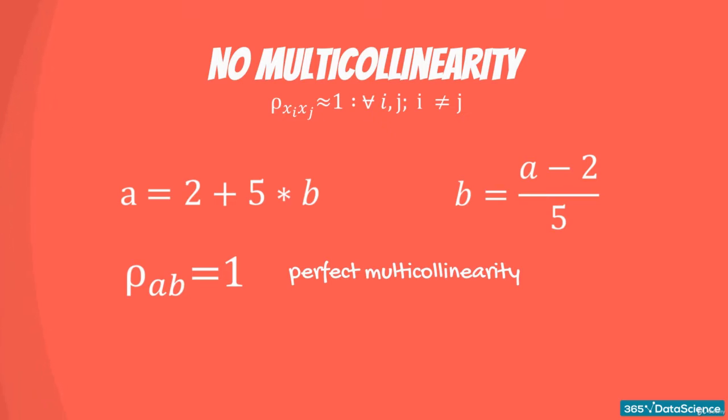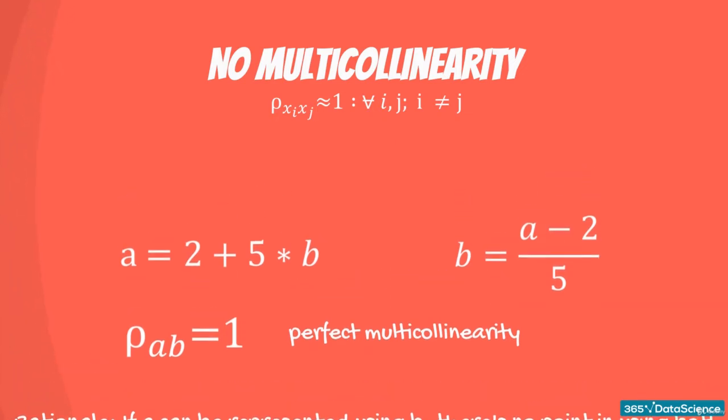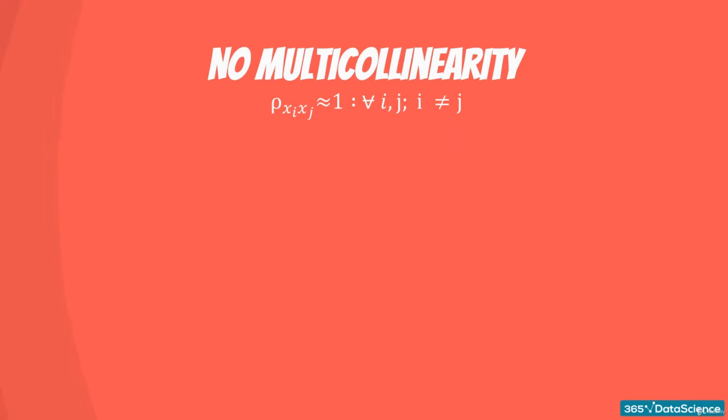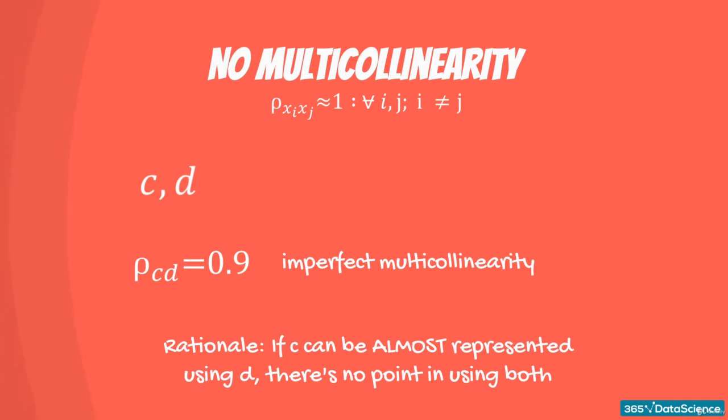This imposes a big problem to our regression model as the coefficients will be wrongly estimated. The reasoning is that if A can be represented using B, there is no point using both. We can just keep one of them. Alright, another example would be two variables C and D with a correlation of 90%. If we had a regression model using C and D, we would also have multicollinearity, although not perfect. Here, the assumption is still violated and poses a problem to our model.